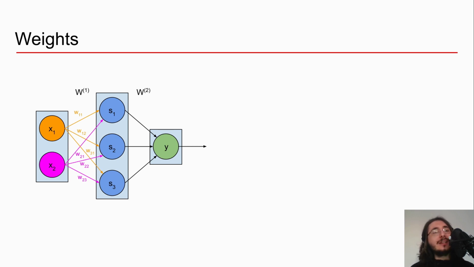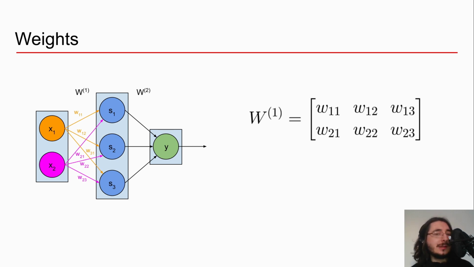Well, we can use our old friends, the matrices. So W1 can be written in this case as a 2x3 matrix. So we have 2 rows and 3 columns here. And w11 represents the weight of the connection between the input x1 and the first neuron in the hidden layer, so S1. Then we have w12, and that is the connection between x1 and S2. w13 is the connection between x1 and S3.